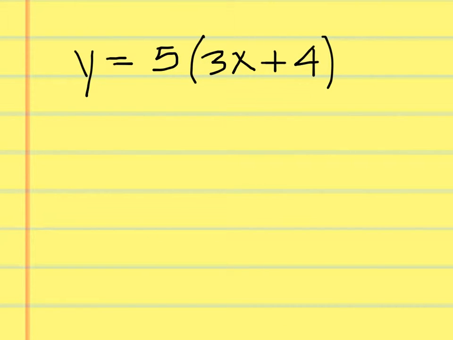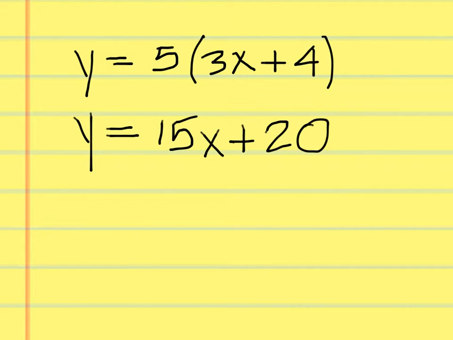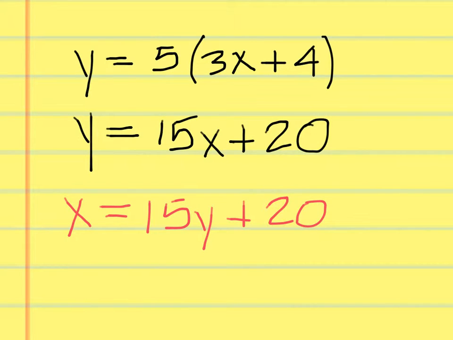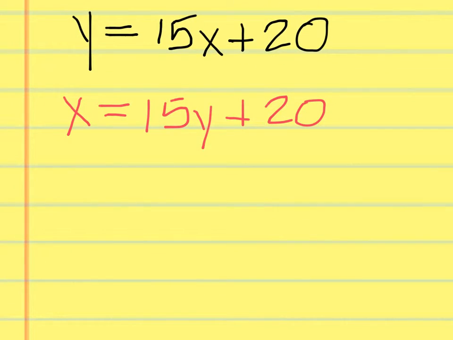We have to find the inverse of this, and there's nothing that says you can't rewrite it before you find the inverse. So just distribute the 5 through the parentheses to get 15x plus 20. So now you can find the inverse of that. You have to switch the x and the y. So you're going to come up with x equals 15y plus 20. And then go through to solve that for y.